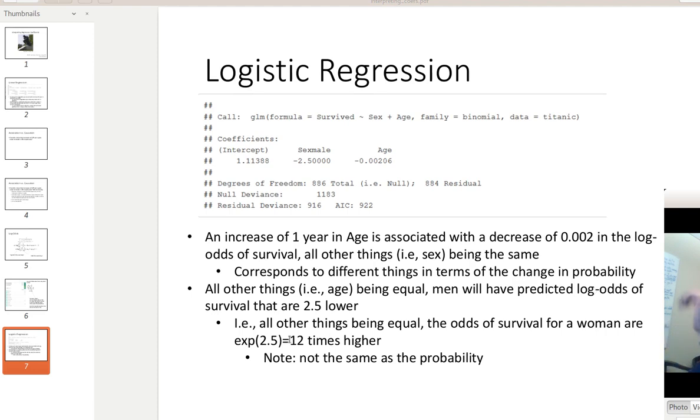Again, all other things being equal, the odds of survival for a woman are this many times higher. That is because if you add 2.5 to the log odds, that's the same as multiplying the odds by e to the power of 2.5. And e to the power of 2.5 turns out to be about 12. Now, the odds being 12 times higher is not the same as the probability being 12 times higher. That is different.